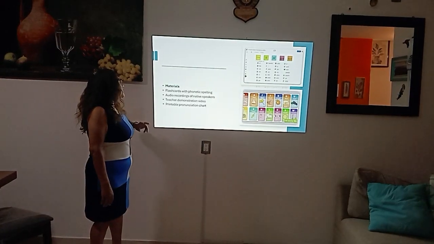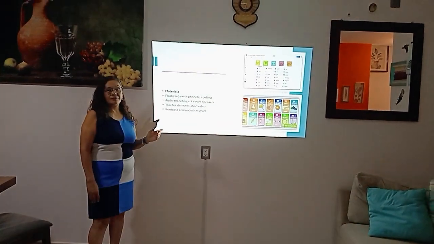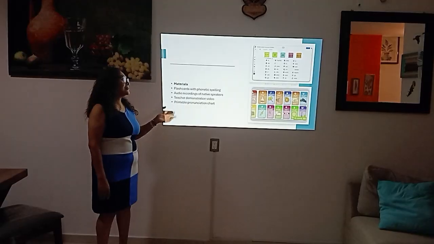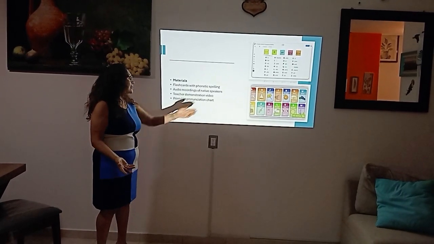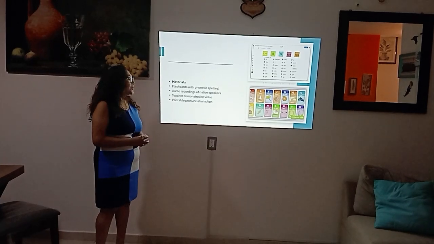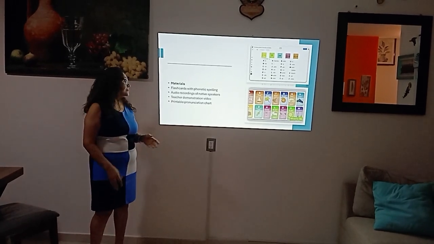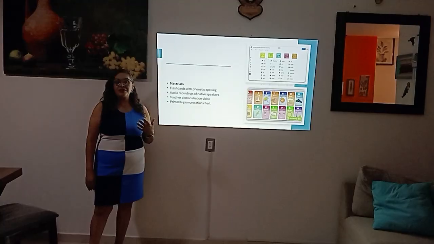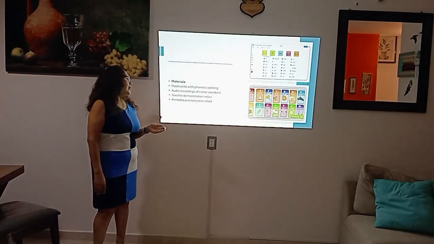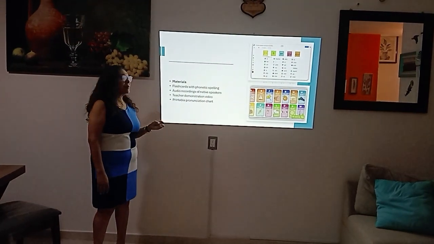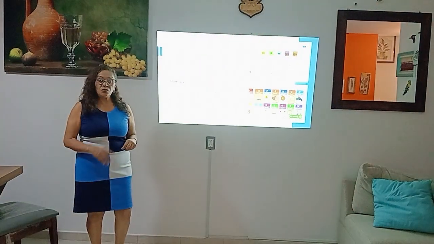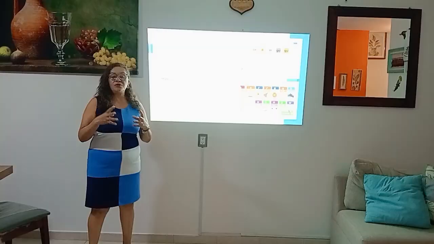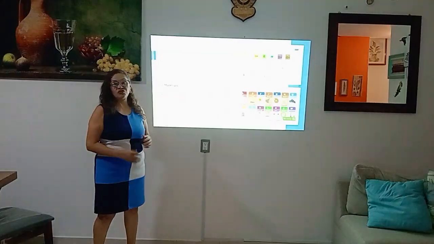And now the materials that teachers need to implement this activity: flashcards, like in this example, with phonetic spelling, audio recordings of native speakers, and a printable pronunciation chart. The students need to be familiar with all this material.